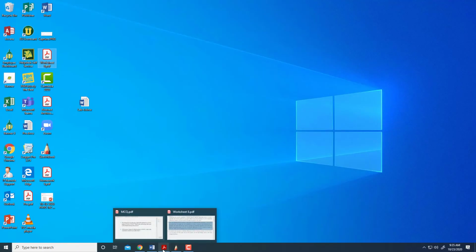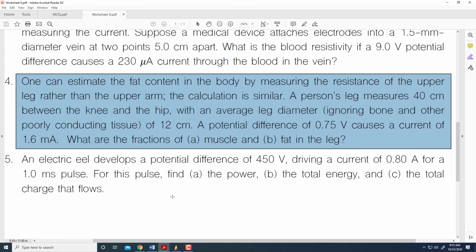Let's see number 5. So it's asking for power. Number 5: an electric eel develops a potential difference of 450 volts, driving a current of 0.8 amperes for a 1 millisecond pulse. For this pulse, find the power, total energy, and total charge that flows.